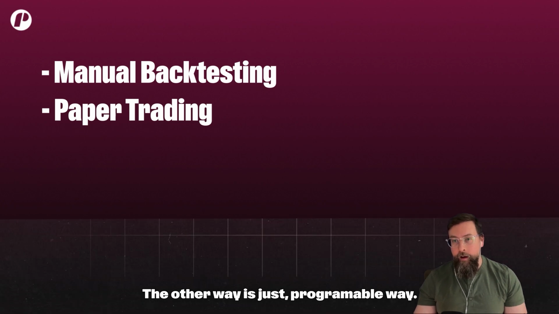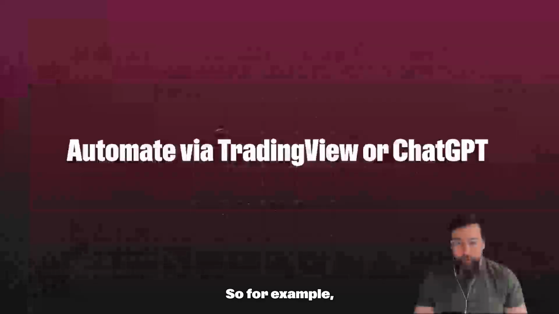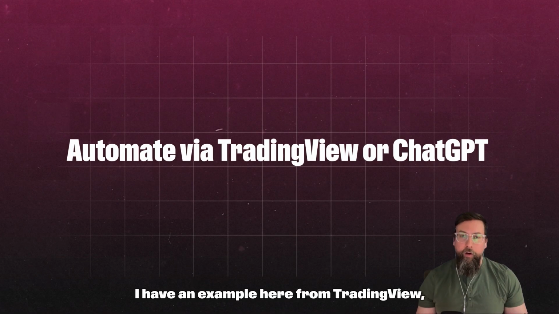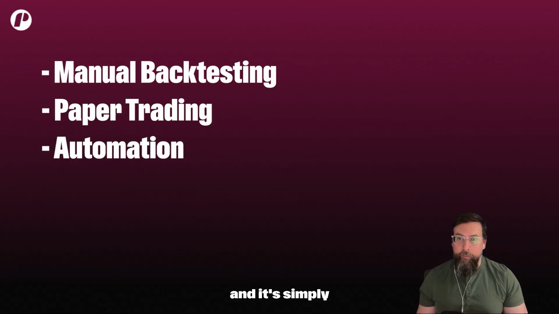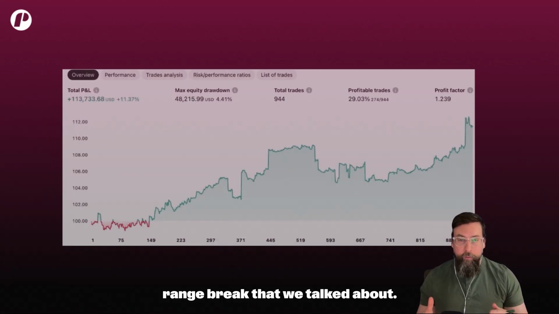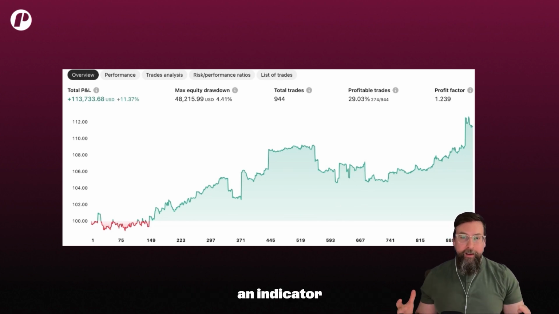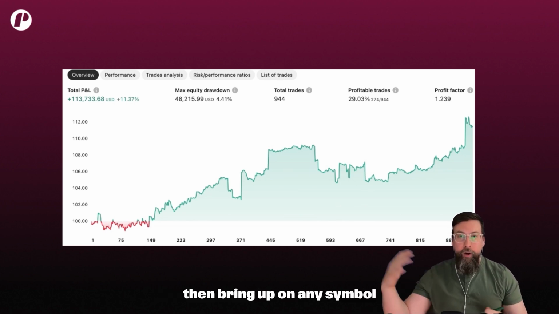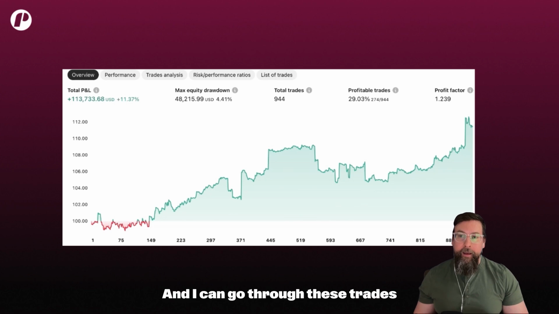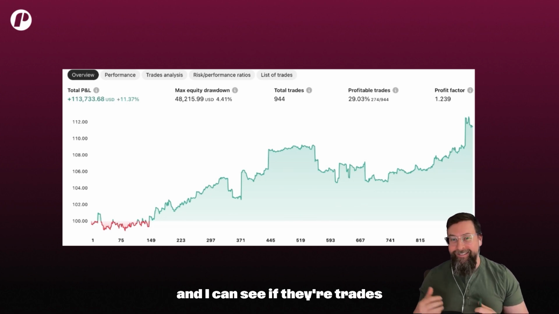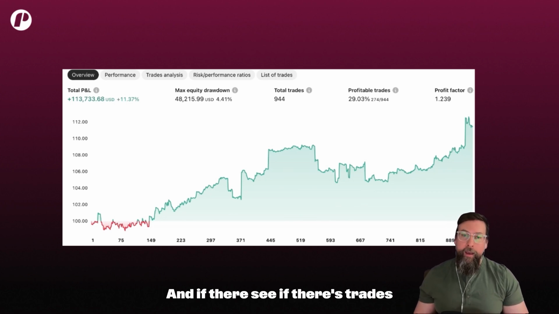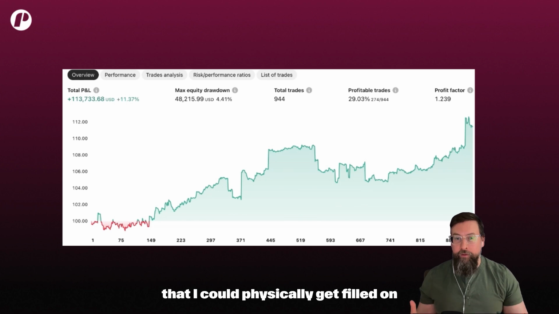The other way is just a programmable way. So for example, I have an example here from TradingView, and it's simply, I took the opening range break that we talked about. I explained it to an AI. I had it build me an indicator that I can then bring up on any symbol and take a test. And I can go through these trades and I can see if they're trades that make sense to me, and if there's trades that I could physically get filled on.